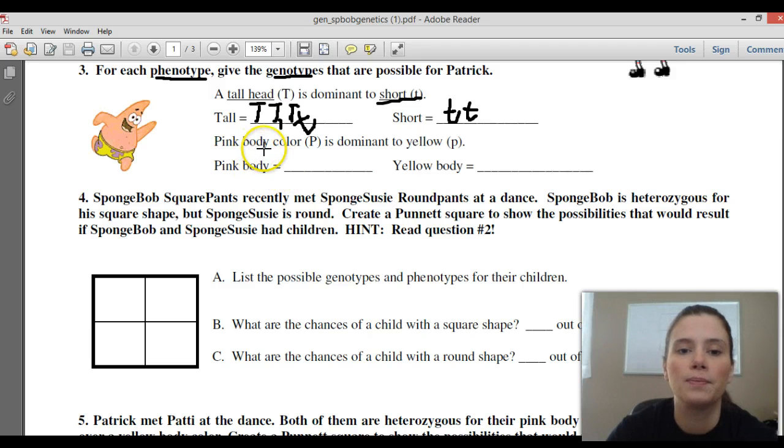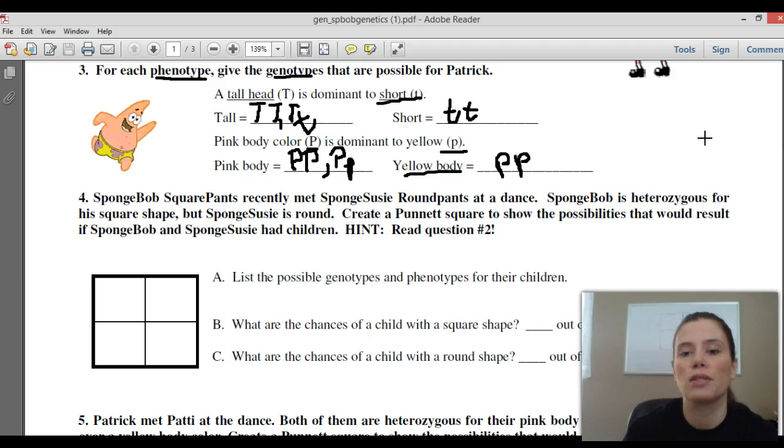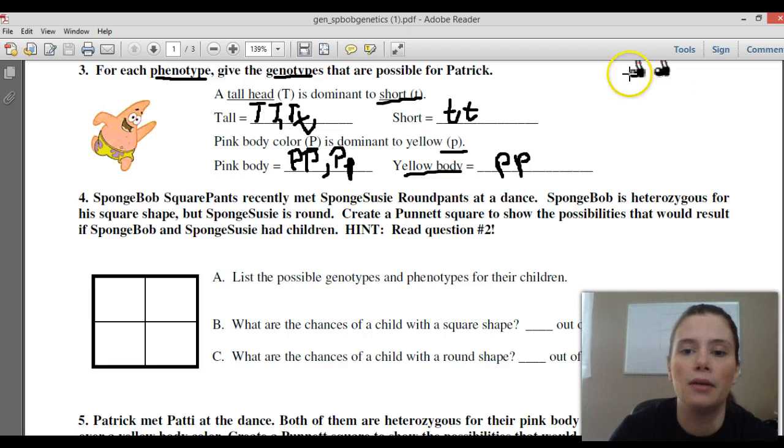Now, pink body color. Big P, pink body color, is dominant to yellow, little p. So for pink body color, we can have either big P, big P, or big P, little p. Or yellow body color, little p, little p, over here, because that's the only possible way. We have to have both recessive traits present to see that recessive allele.